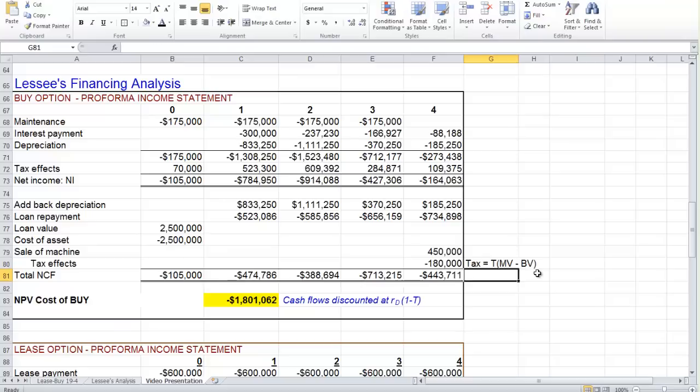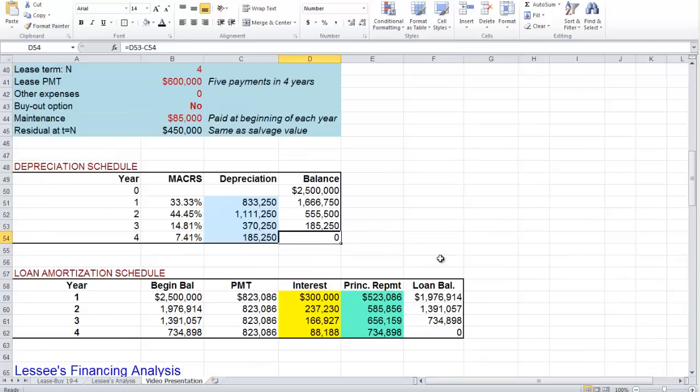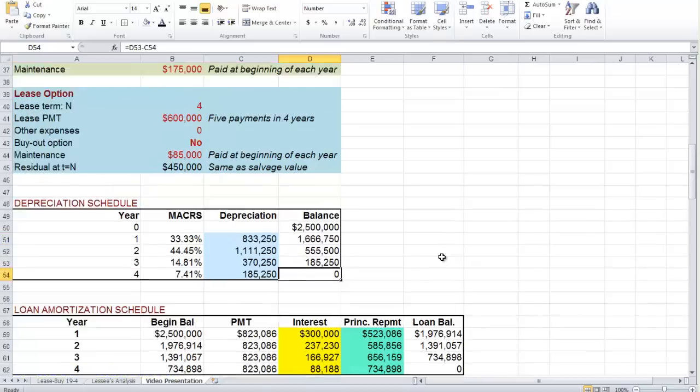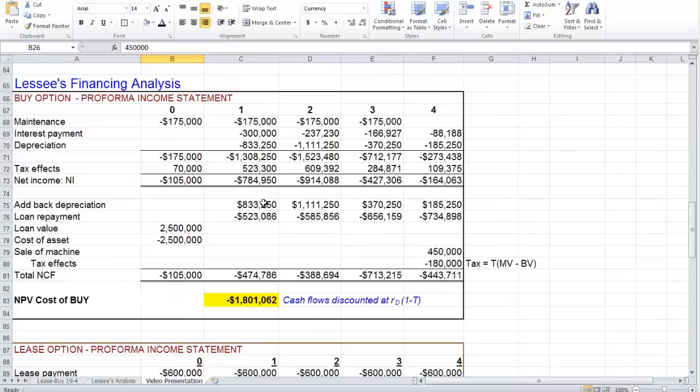In this case, if I go up here, you'll see that the market value, which is 450, is greater than the book value in the 4th year, right here. Because in the 4th year, this equipment would have been fully depreciated. So you'd have to pay taxes equal to 40% multiplied by the entire $450,000. And that's it right here, $180,000. Then we sum all of these.